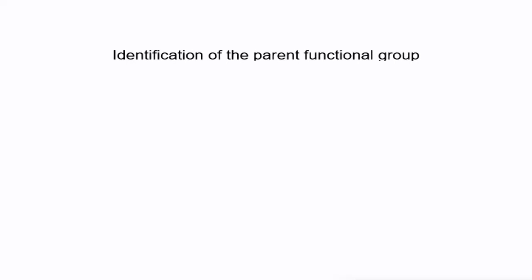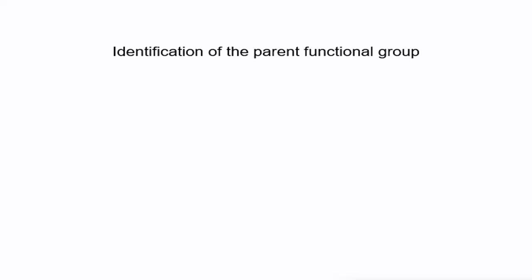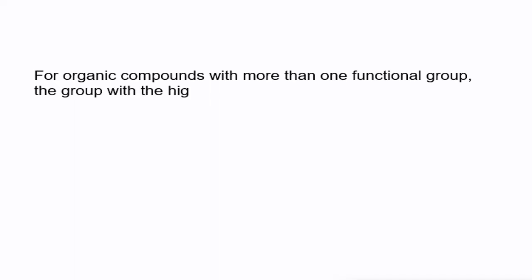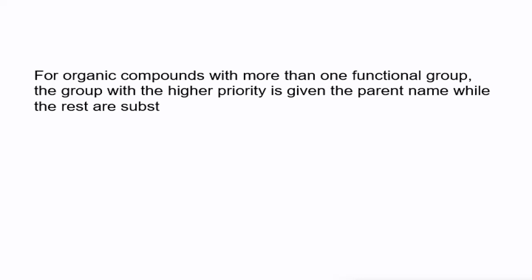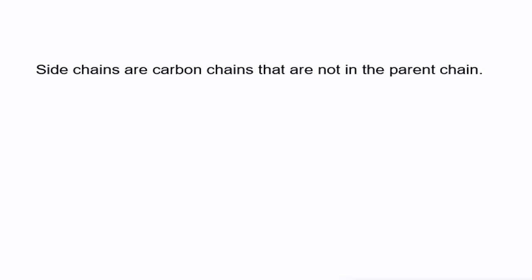So 2. Identification of the parent functional group. For organic compounds with more than one functional group, the group with the higher priority is given the parent name, while the rest are substituents. 3. Identification of side chains. These are carbon chains that are not in the parent chain.